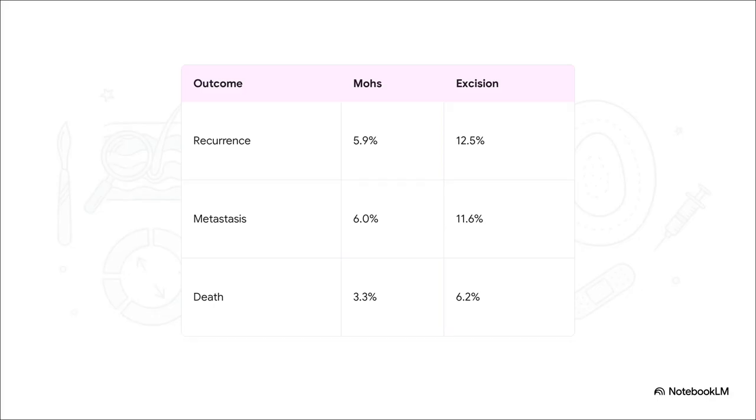locations. Things get even more serious when we look at very high-risk cutaneous squamous cell carcinoma, or cSCC, at 3 years. For local recurrence, it's 5.9% with Mohs versus 12.5% with standard excision. For cancer spreading to the lymph nodes, which is called nodal metastasis, it's 6.0% versus 11.6%. Even disease-specific death was halved, from 6.2% down to 3.3%. The takeaway here is profound. As the tumor's risk rises, having a complete mapped margin becomes increasingly important for local control and for survival.